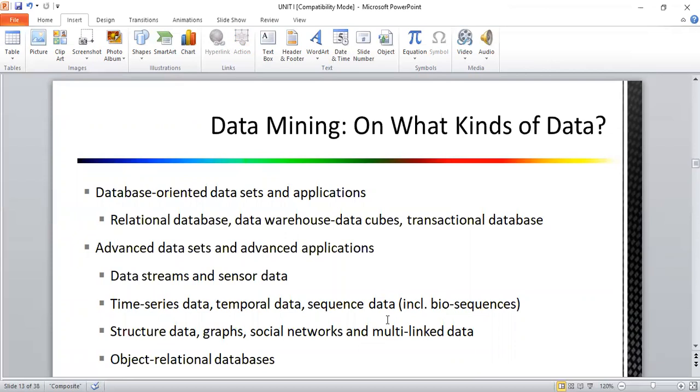So that's it for this session. We will continue further with the kinds of data on which we can perform data mining, the different types of data. That will be our next topic.